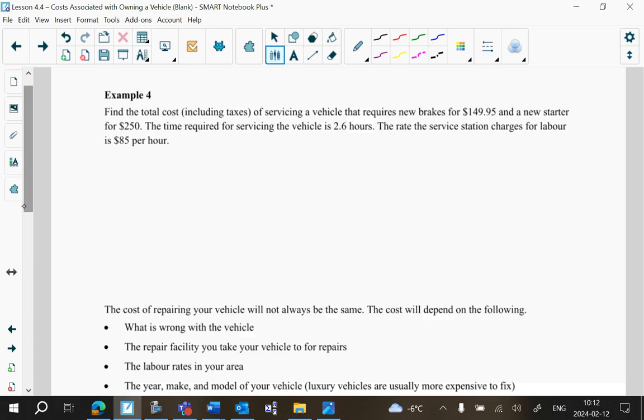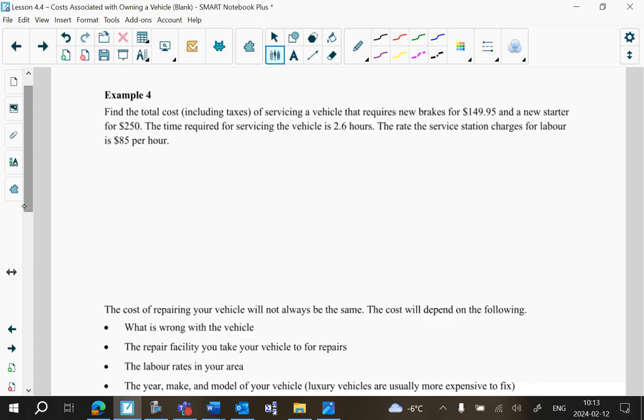Okay, so as an example here, we want to find the total cost, including taxes, of servicing a vehicle that requires new brakes for $149.95 and a new starter that allows you to start your vehicle for $250. So what a place will do when you have to get repairs done is they're going to charge you for two things. They're going to charge you for the parts, and they're going to charge you for the time it takes to replace the parts. In other words, the labor.